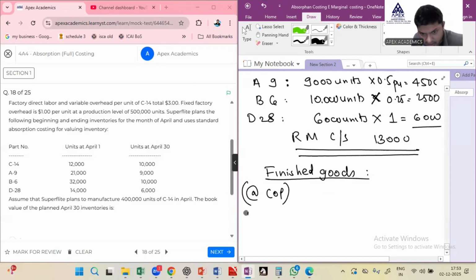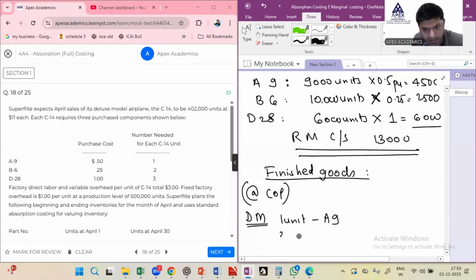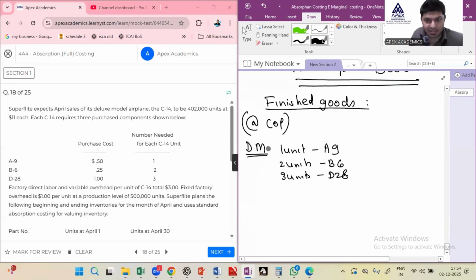My cost of production will comprise direct materials. My direct materials for C14 are A9, B6 and D28. Please try to understand. I need 1 unit of A9, 2 units of B6 and 3 units of D28. This is what I need for 1 unit of C14.